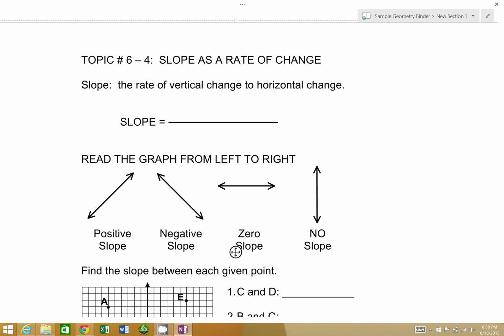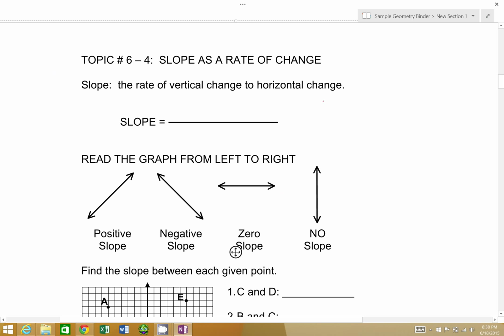So we've talked about this. You've learned this in Algebra 1. You've already had this concept before. When you go to geometry, we're going to talk about slope. If you were to go back to pre-algebra, they would talk about slope. But the definition here is the rate of vertical change to horizontal change.